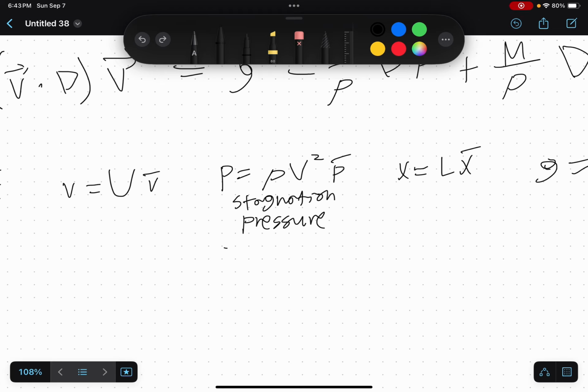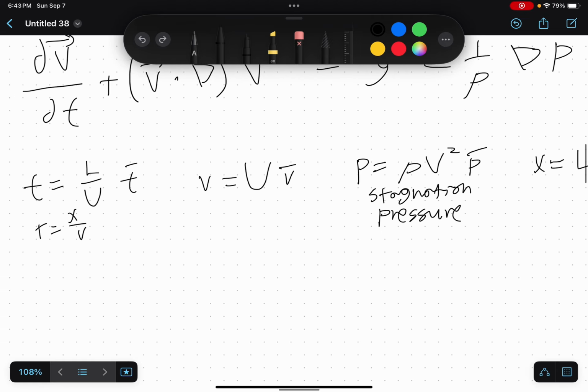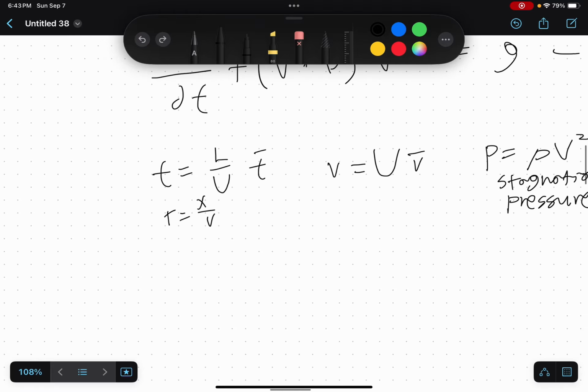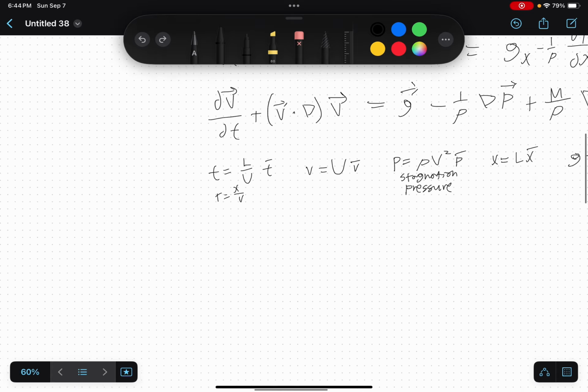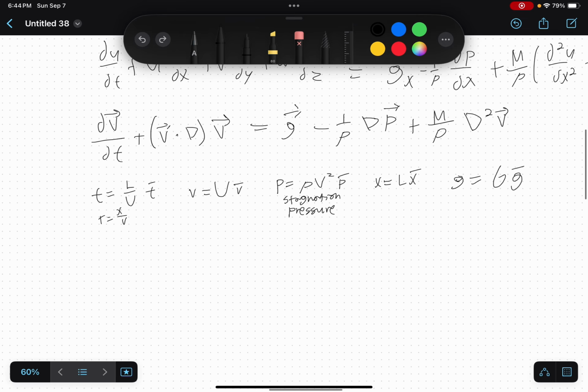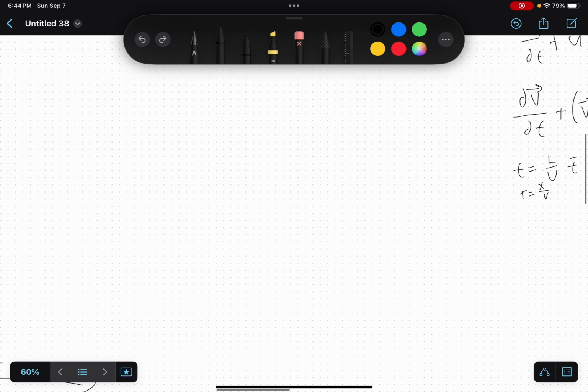This is just the stagnation pressure. This is kind of cheating because I'm using the Bernoulli equation to derive the Bernoulli equation, but I'm just going to let it slide. This one makes sense because distance over velocity equals time. So you just take that physics 1 equation and use it as a non-dimensionalizing equation. Cool, so now you plug each of these in, right?